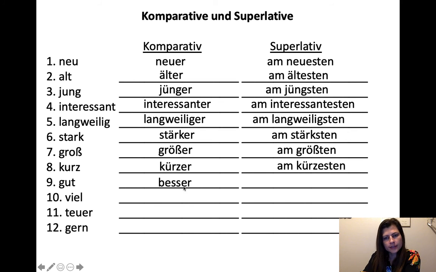Gut, besser, am besten. So good, better, the best. Am besten looks just like English best. Viel, mehr, am meisten, a lot, more, the most.